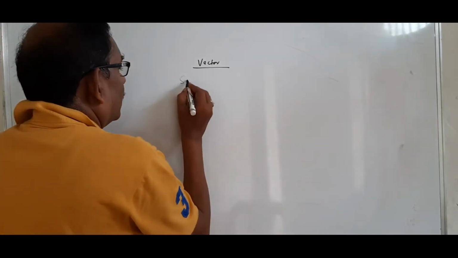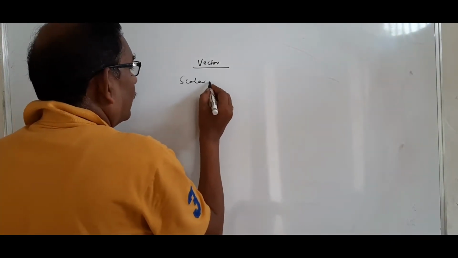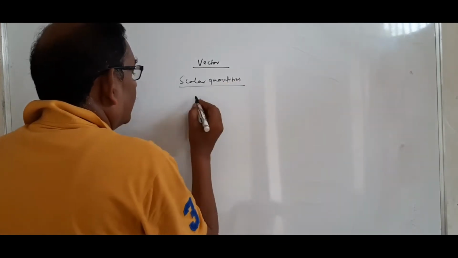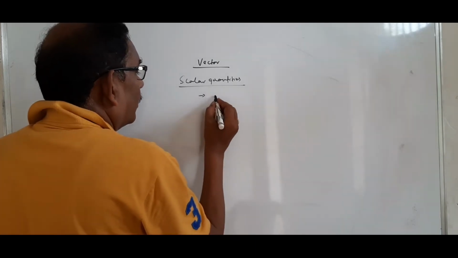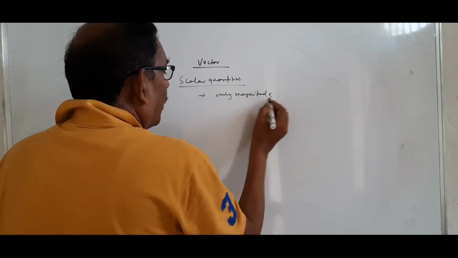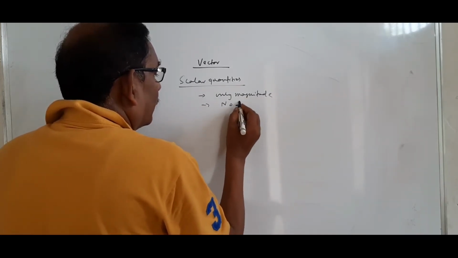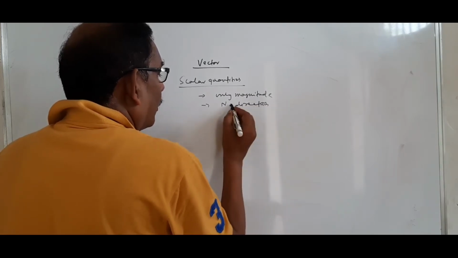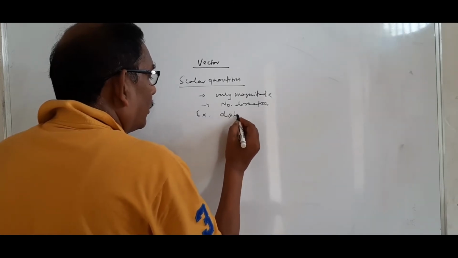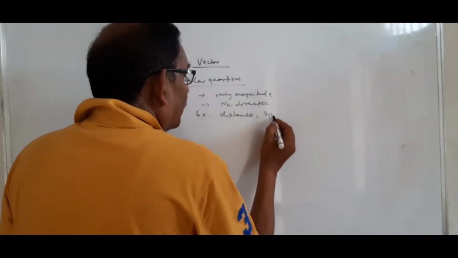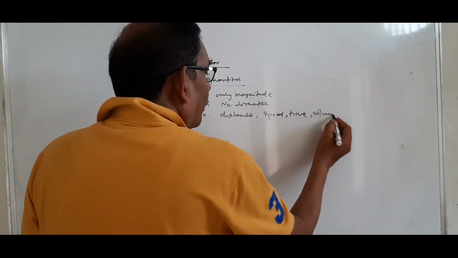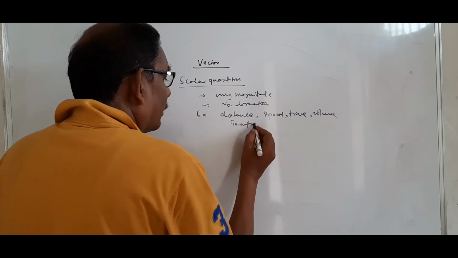So, scalar quantity: having only magnitude, no direction. Example: distance, speed, time, volume, temperature.